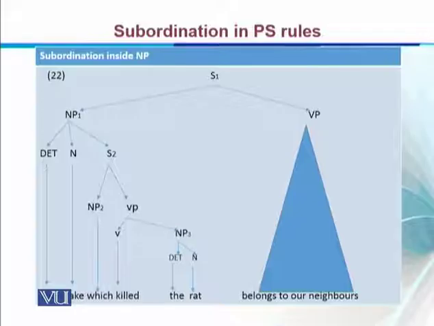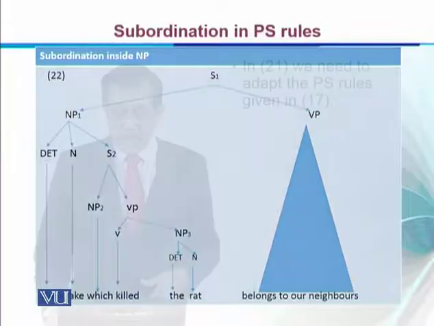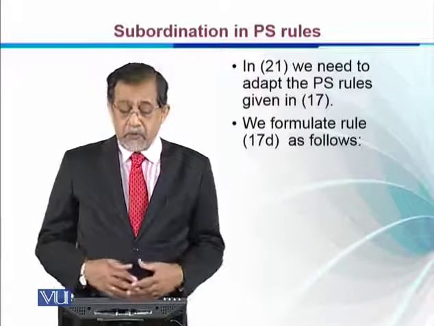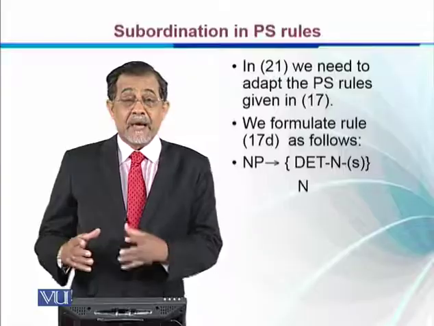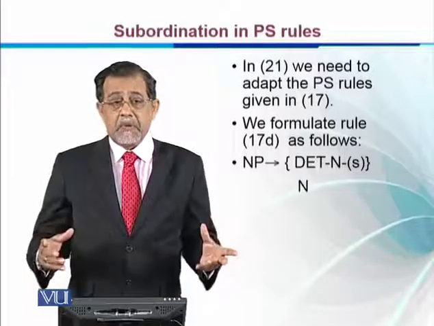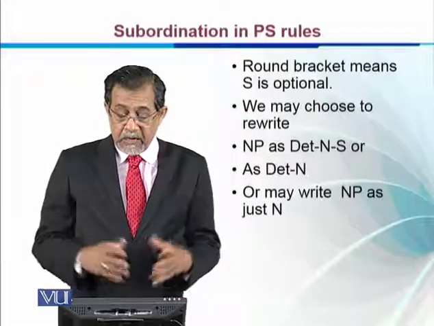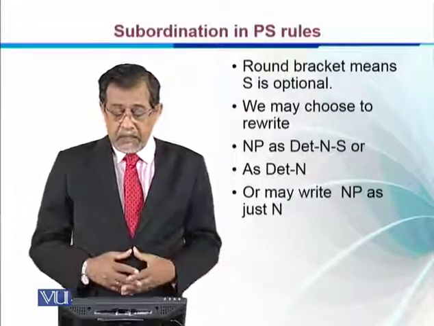This verb phrase has a triangle. This triangle means that we do not want to discuss or describe this constituent in our sentence. So wherever we have this situation, we put this triangle diagram over the constituents. So in 21, we need to adapt the PS rules given in 17. We formulate rule 17d as NP consists of a determiner, a noun, and a sentence, or it may be only N, a noun. So the round bracket means S is optional, right?